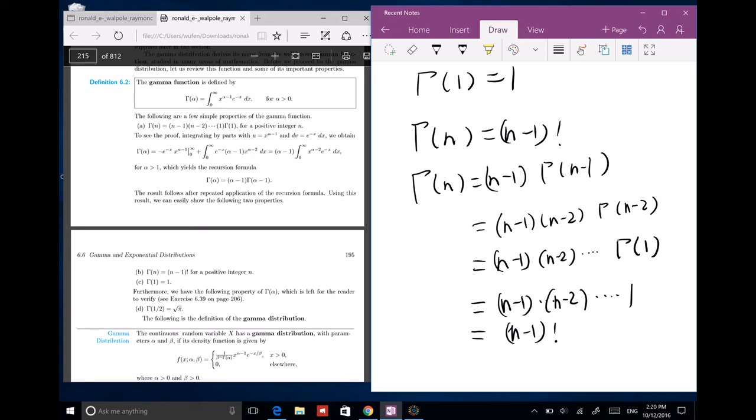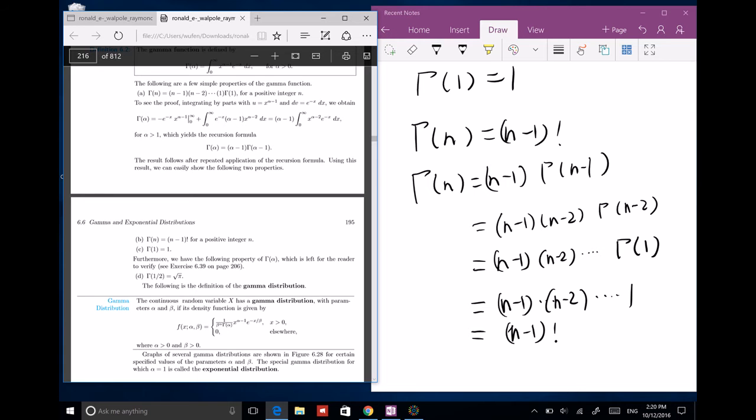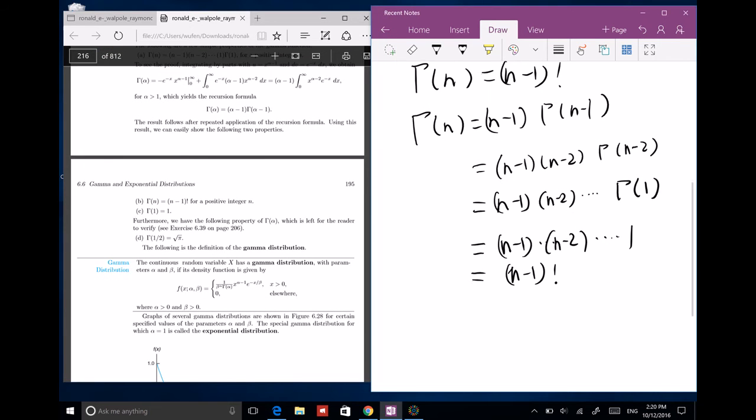Okay, so gamma 1 equals 1, that's pretty obvious. You can plug 1 into the function and find that gamma 1 equals 1. It's pretty easy to prove that. And gamma of 1/2 equals the square root of pi.